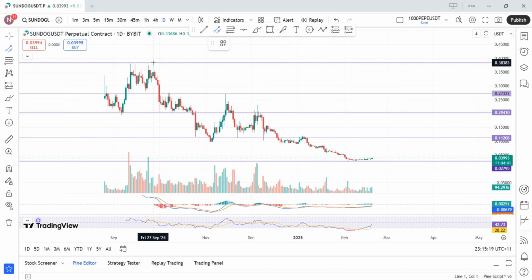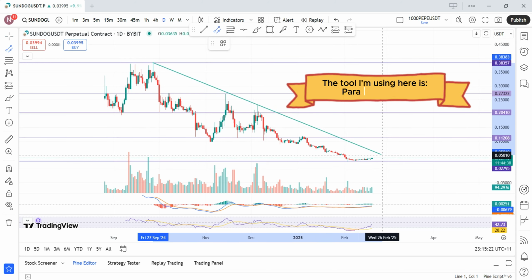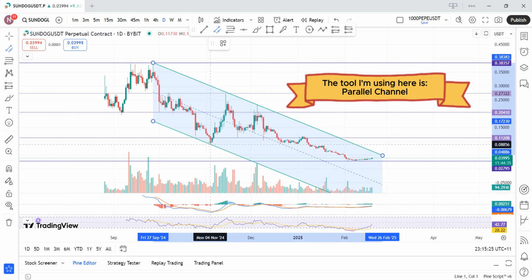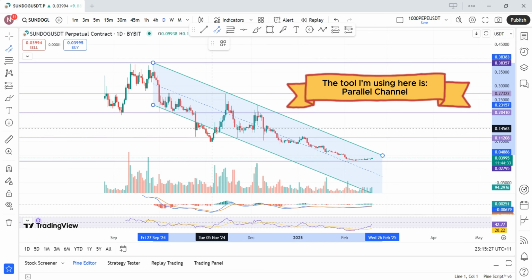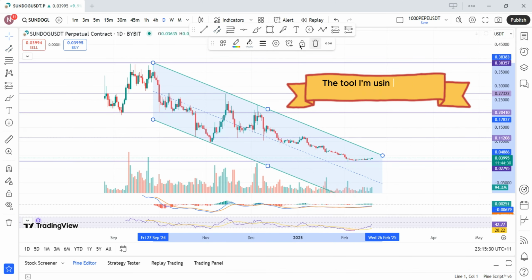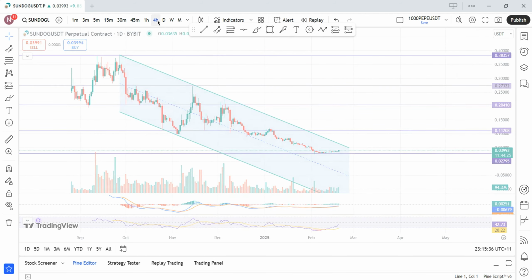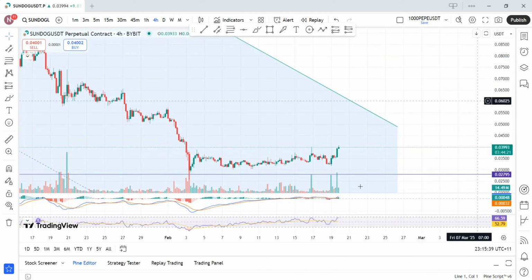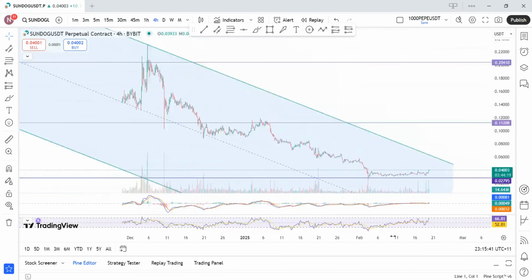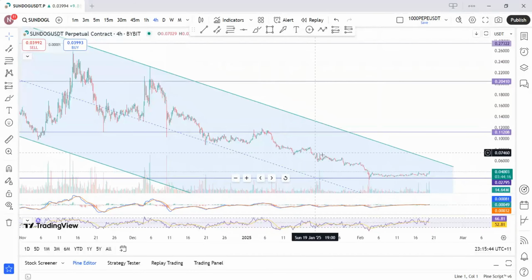So I'm just going to draw a parallel channel around here, lock it in, and I'm going to go even further. So it's still a higher time frame. Here you can see even more candlesticks.